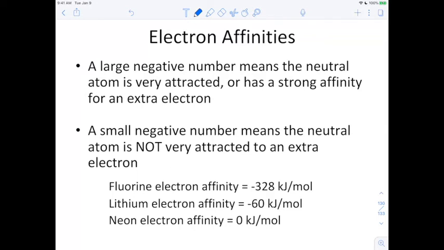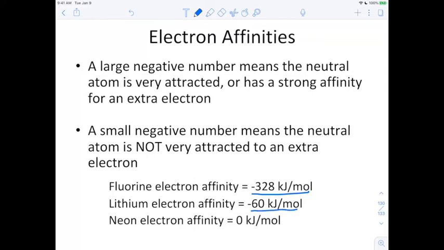A small negative number means the neutral atom is not very attracted to the extra electron. For example, fluorine has a negative 328. That's a pretty sizable electron affinity. Fluorine, as you know, loves to form F-. It's very fond of that electron.